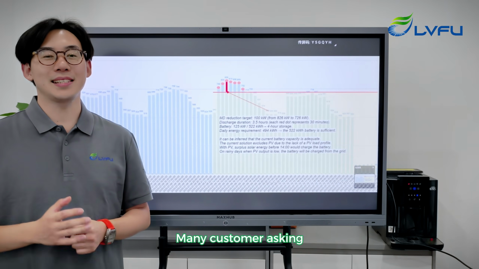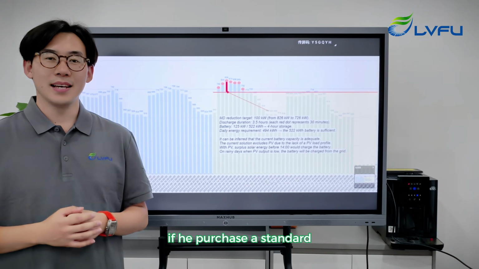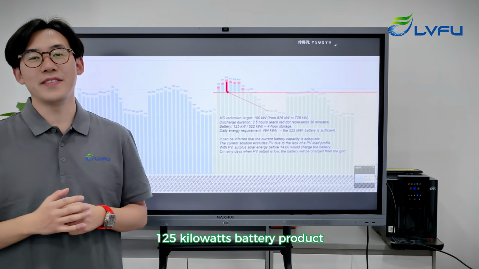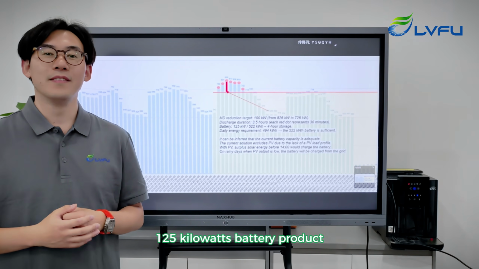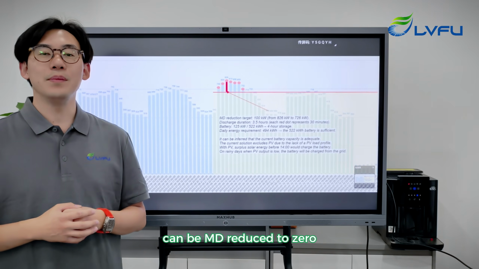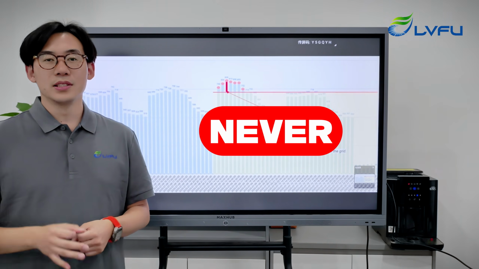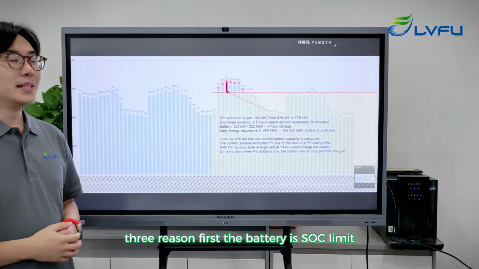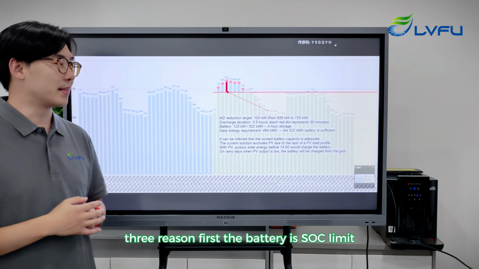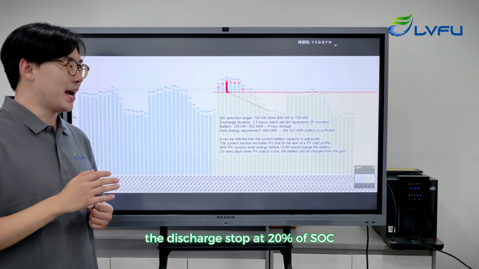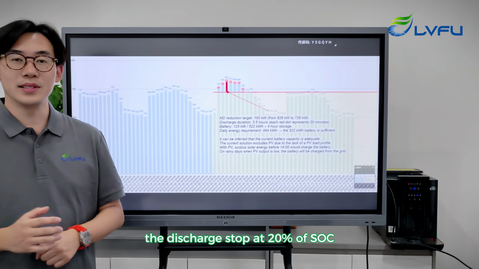Many customers ask: if he purchases a standard 125 kilowatt battery product for his factory, can the MD be reduced to 0? The answer is never. There are 3 reasons. First, the battery SOC limit. The discharge stops at 20% of SOC.